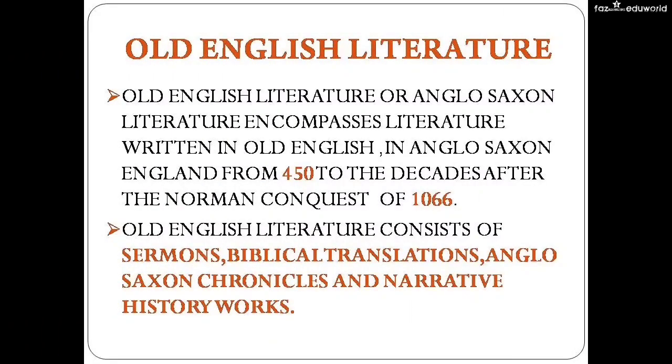Old English literature. Old English literature or Anglo-Saxon literature encompasses literature written in Old English in Anglo-Saxon England from 450 to the decades after the Norman conquest of 1066. Old English literature consists of sermons, biblical translations, Anglo-Saxon chronicles, and narrative history works.